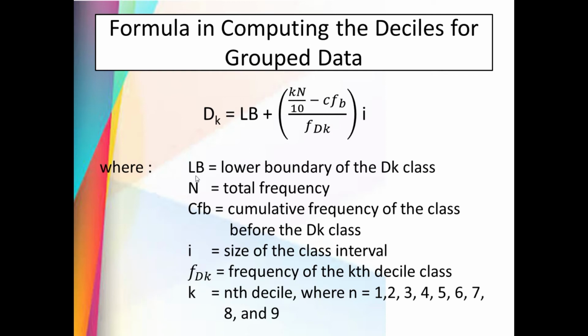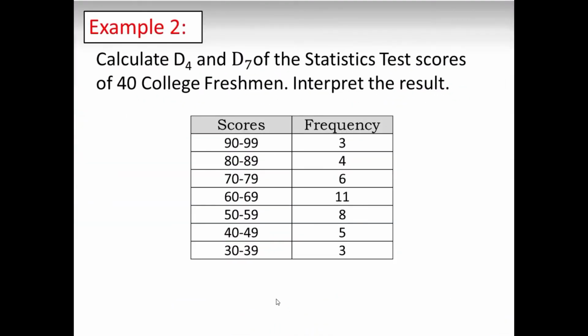In the formula, LB is the lower boundary, N is the total frequency, CFB is the cumulative frequency of the class before the D sub k class, I is the size, FDK is the frequency of the kth decile class, K is the nth decile where N equals 1, 2, 3, 4, 5, 6, 7, 8, and 9. Ayan. So para mas magets, apply natin yung formula with our next example.